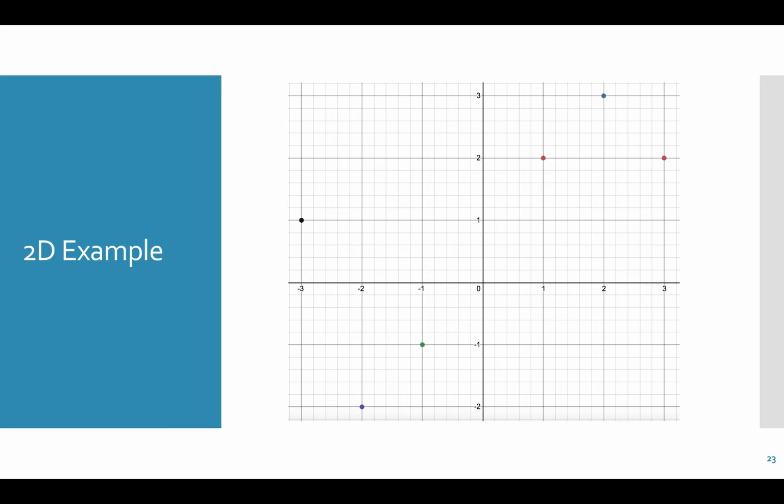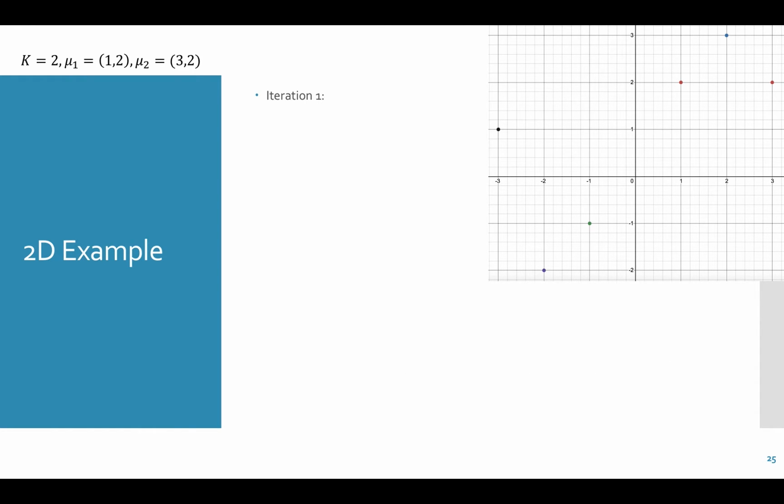Let's do a 2D example now. We have 6 points here in 2 dimensions, which means we have 2 features. And I'm going to choose k equals 2 again, and I'm going to choose mu1 to be the point 1, 2, and mu2 to be the point 3, 2. Okay, so iteration 1. We're going to start by looking at -3, 1, which is this point right here.